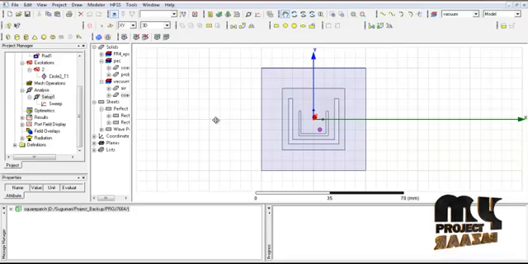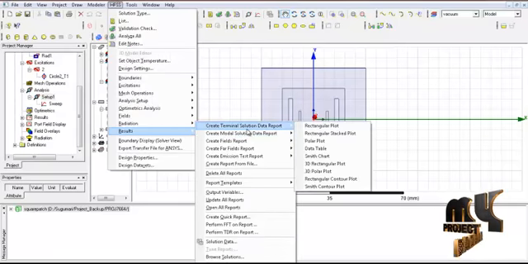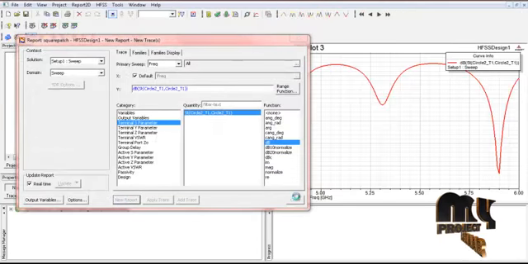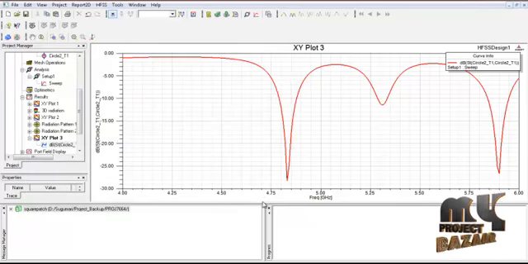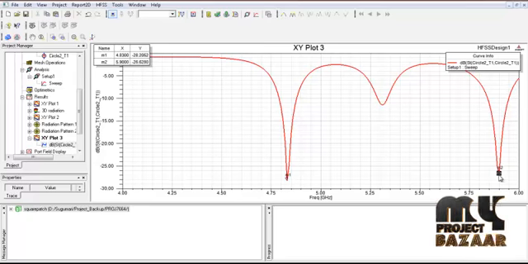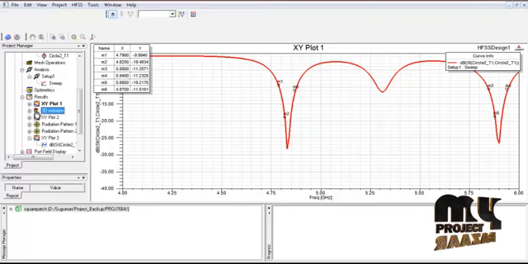Next, calculating the results in HFSS: Results, Create Terminal Solution Data Report, Rectangular Plot. Here we selected the return loss of the process. So this is the return loss, minus 10 dB. So calculating the return loss of the process. Here we are achieving the dual band pattern of the antenna.